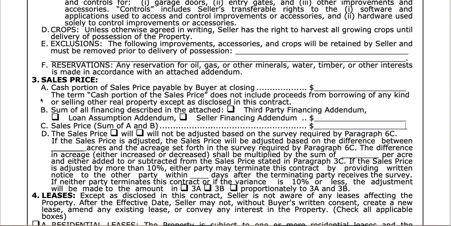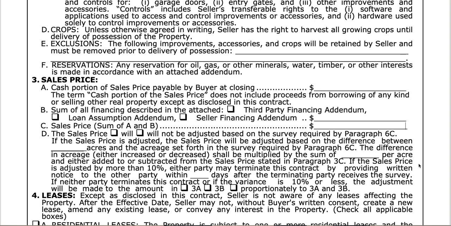The sales price will or will not be adjusted by the survey required by paragraph 6C. If the sales price is adjusted, the sales price will be adjusted based on the difference between blank acres and the acreage set forth in the survey required by paragraph 6C. The difference in acreage, either increase or decrease, shall be multiplied by the sum of blank per acre and either added to or subtracted from the sales price stated in paragraph 3C.